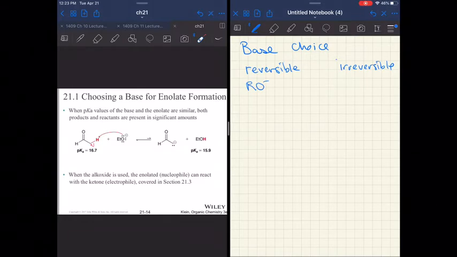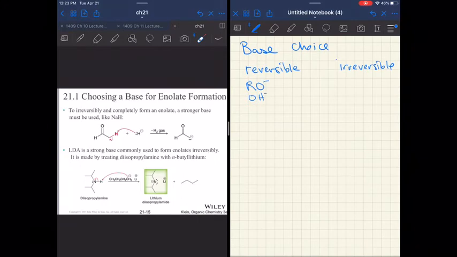So anything like alkoxide or hydroxide is going to fall into the reversible place. Yes, they are strong enough to deprotonate, but there is going to be an equilibrium, and that equilibrium is actually going to favor the starting materials. This is important, though. Don't discount this. We are going to look at some really interesting chemistry that relies on this equilibrium, where at any given time you only have a small amount of that enolate.